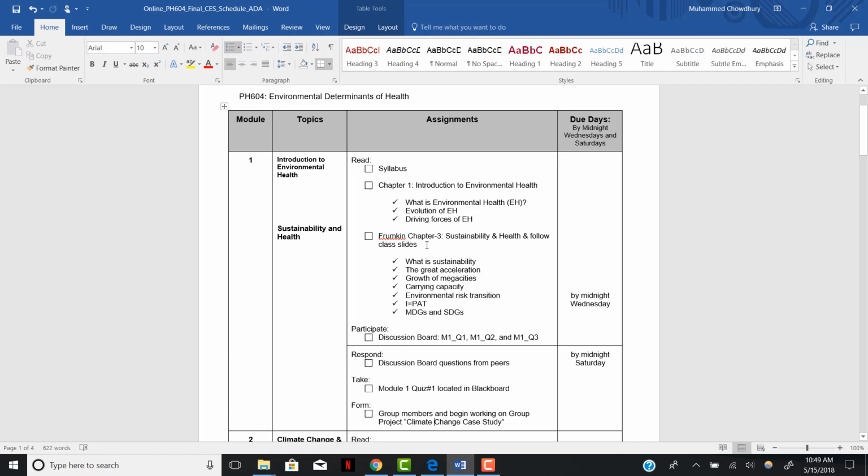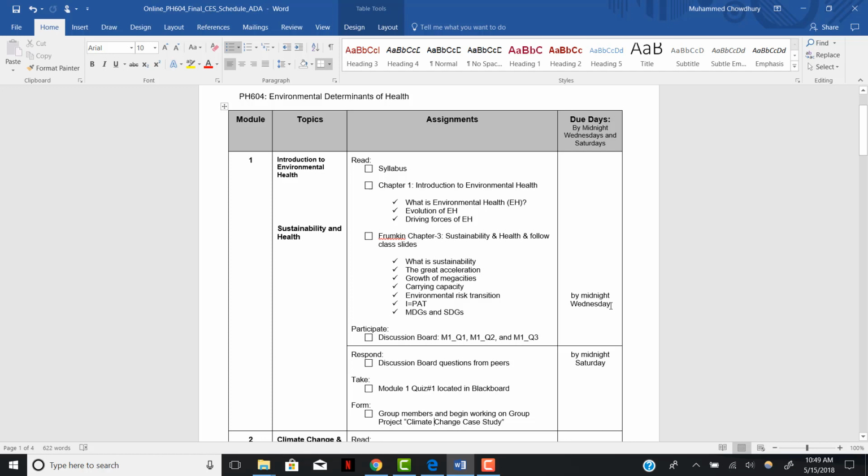The objective in here would be essentially introducing the field of environmental health, what drives the field of environmental health, understanding sustainability and health, as well as we'll learn details about population and the Millennium Development Goal and Sustainable Development Goal.